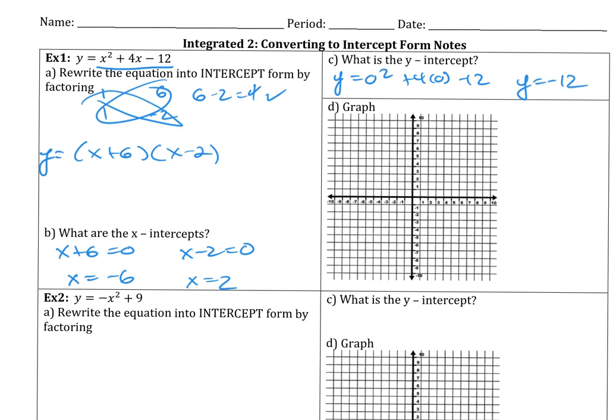So something that we can connect here: when we have an equation in standard form, that constant term at the end is always going to be our y-intercept. So if we have it in that form, we'll at least have some initial information given to us.